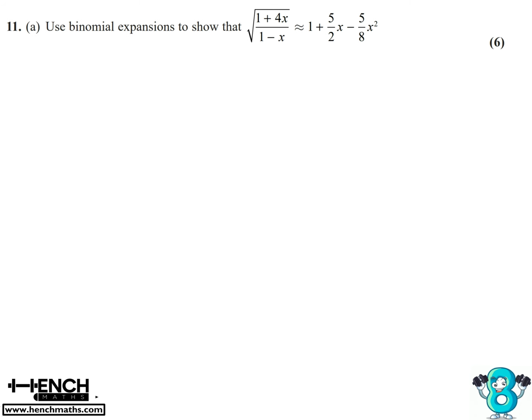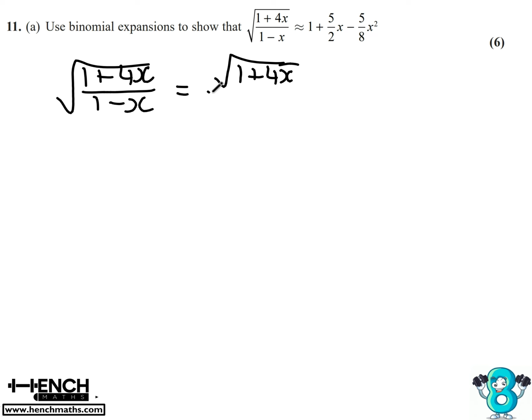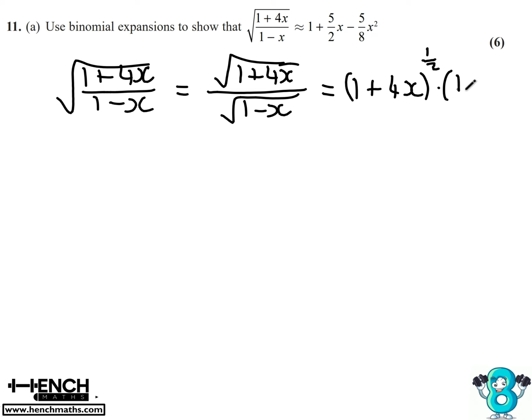Our first mission in part A will be to separate this root into separate components that we can expand separately. So let's consider 1 plus 4x divided by 1 subtract x. That's the same as root 1 plus 4x divided by root 1 subtract x. This means it's 1 plus 4x to the power of a half multiplied by 1 subtract x to the power of negative a half. This gives us two separate things we can expand using the binomial expansion formula.